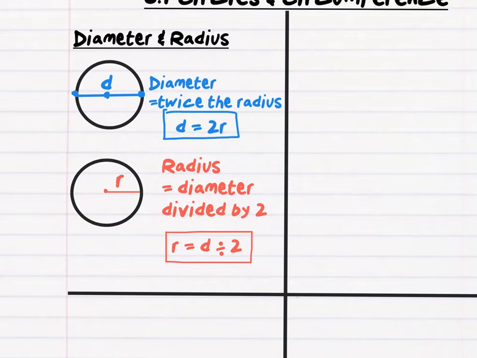Now the radius is the line segment starting from the center of the circle and going to any point on the circle. So the radius is going to be half the diameter. Here, from here to here is the radius, and then from here to here is another radius. So the radius is the diameter divided by 2. In formula form, we would see it written like this: the radius equals D divided by 2.